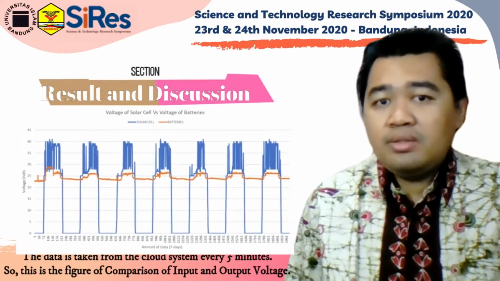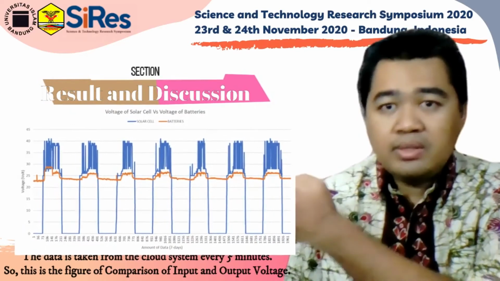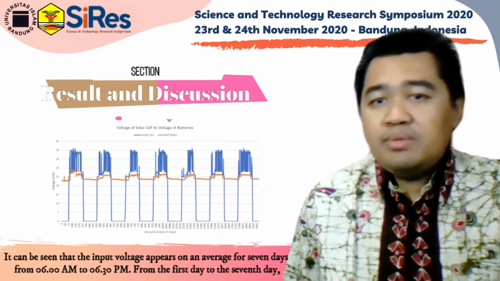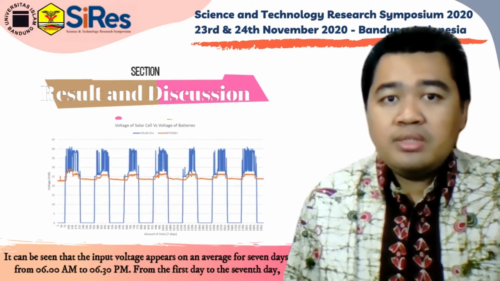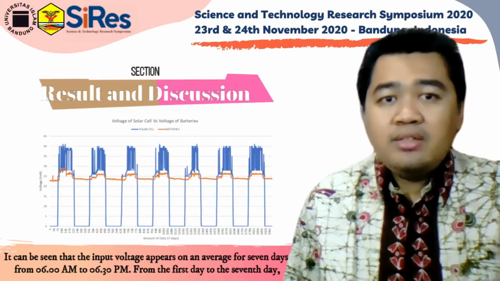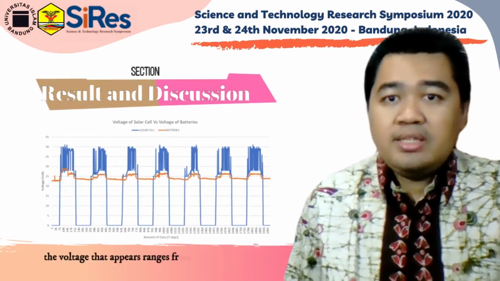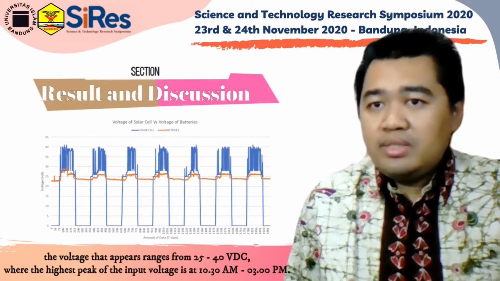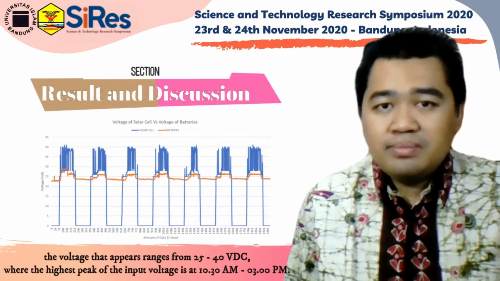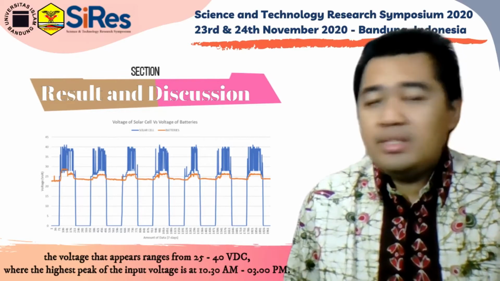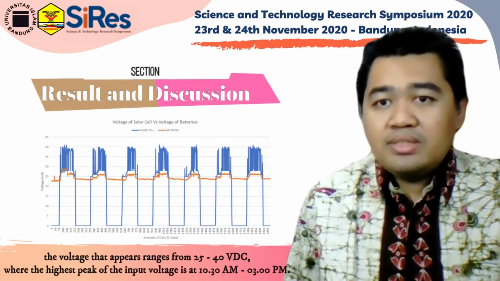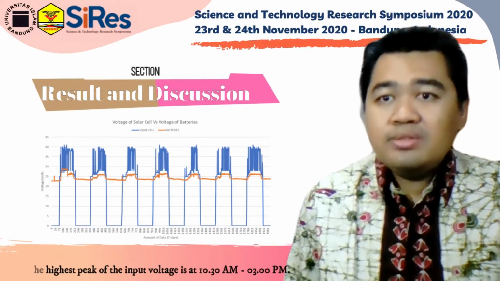So this is the figure of the comparison of input and output voltage. It can be seen that the input voltage appears on average for 7 days from 6 a.m. to 6 p.m., from the first day to the 7th day. The voltage that appears ranges from 25 to 40 volt DC, where the highest peak of the input voltage is at 10:30 a.m. to 3 p.m.